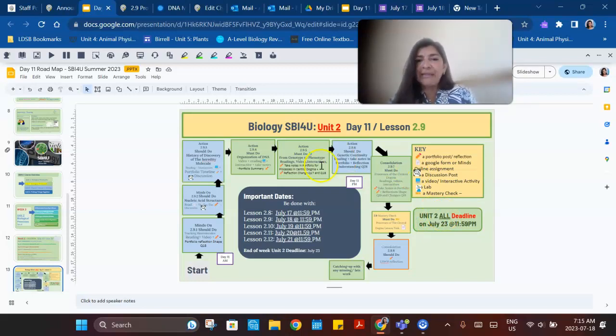So enjoy your time. There is very little new information in this lesson, but it just puts together your learning from grade 11 and Unit 1 in this course in order to be able to understand the central dogma, or from genes to proteins, or from genotype to phenotype.